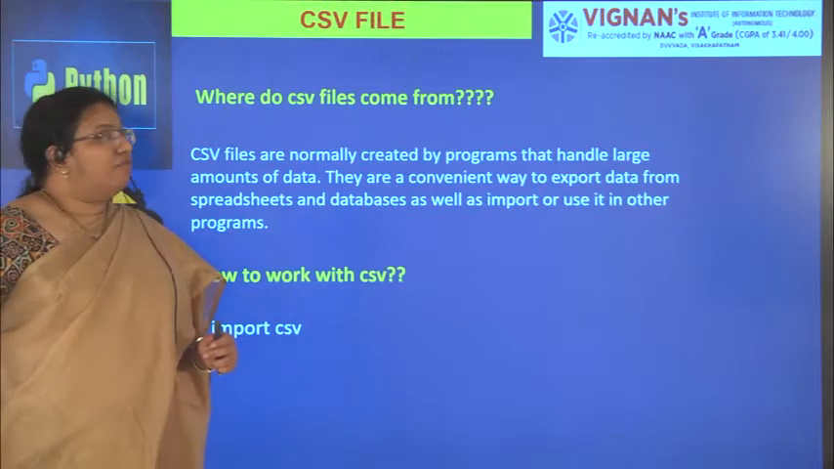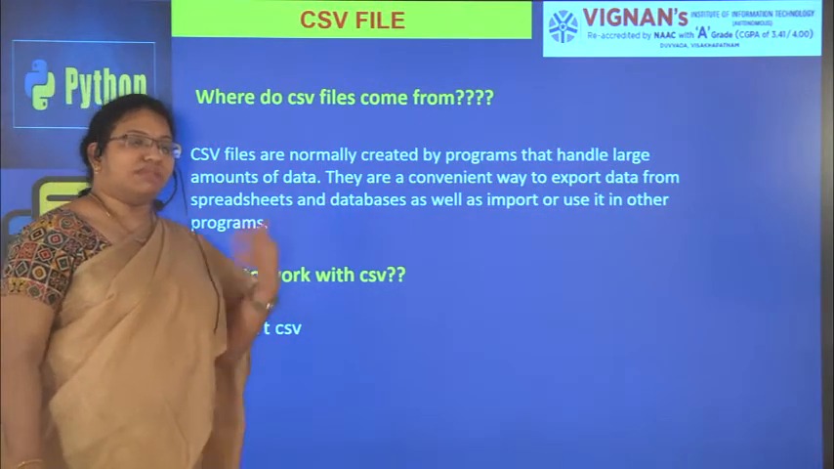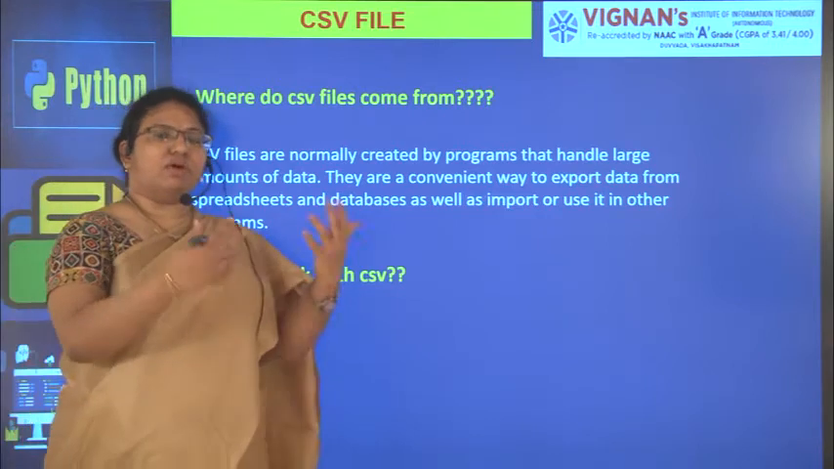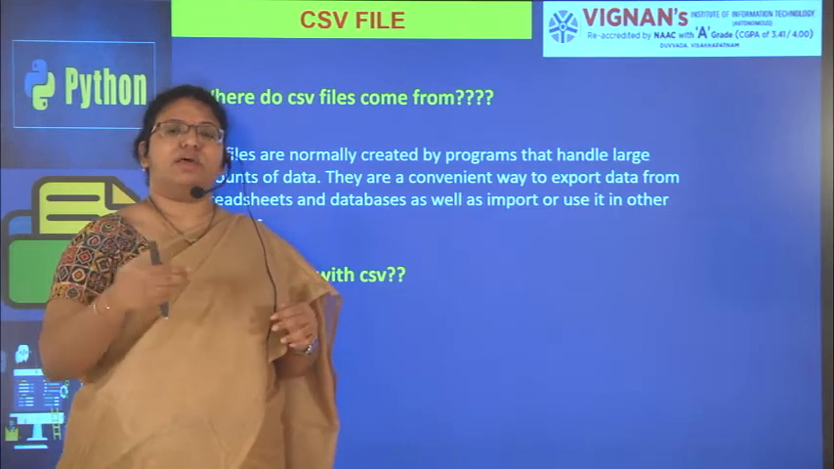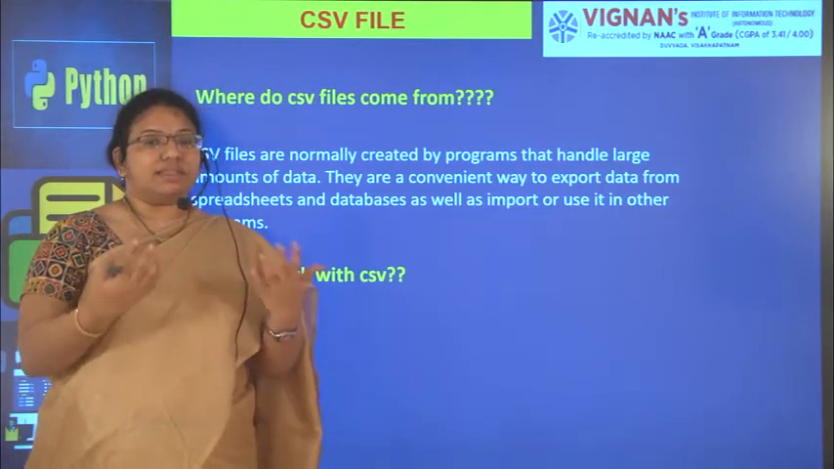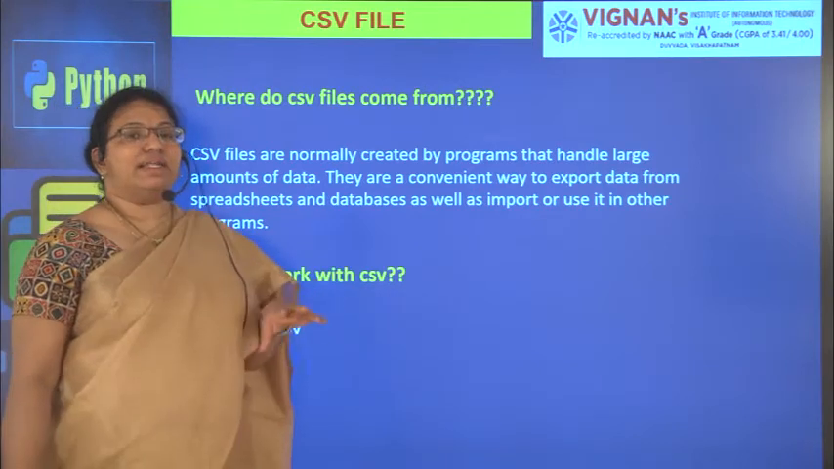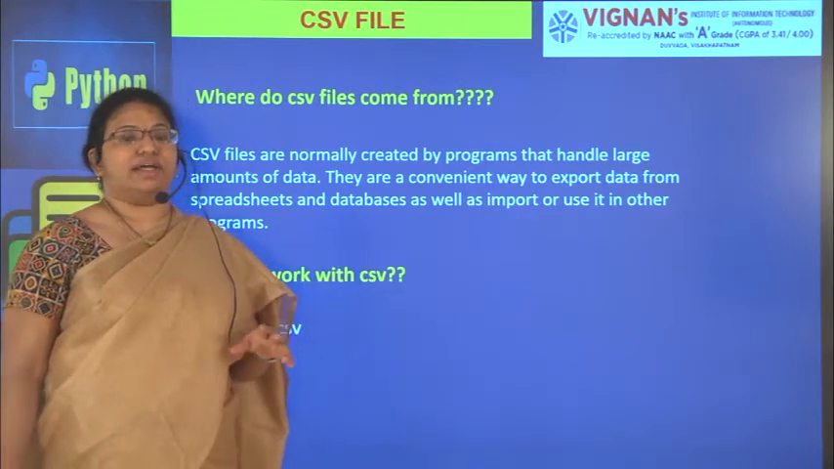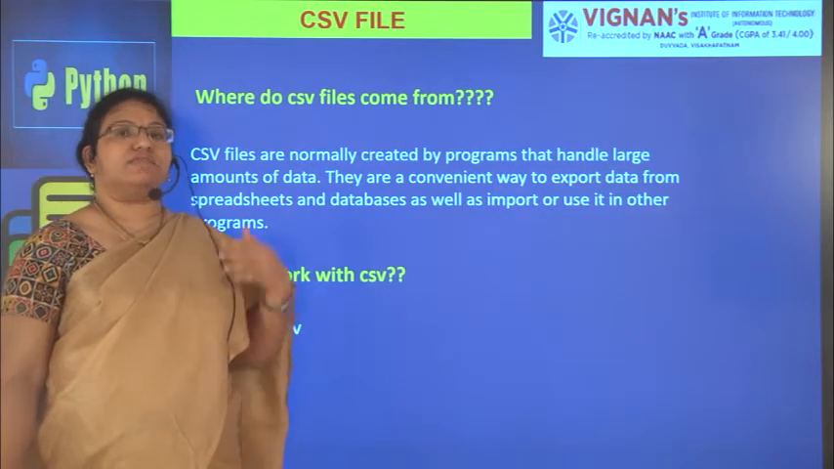And where do these CSV files come from? I am saying here comma separated values. Whenever you want to store data in a file, generally you won't separate everything with commas, no. But where does this kind of data come from? If you are going to handle large sets of data, generally the data that you are exporting from those files will be in this format.